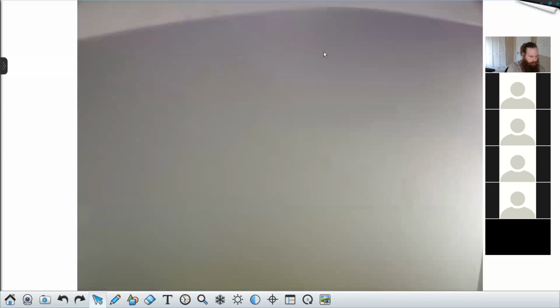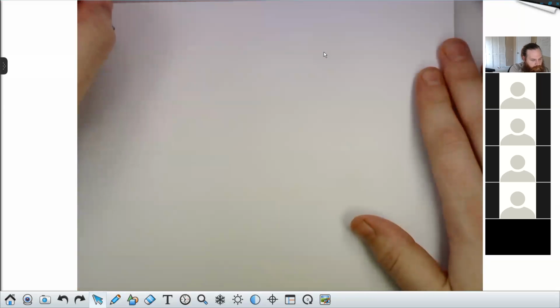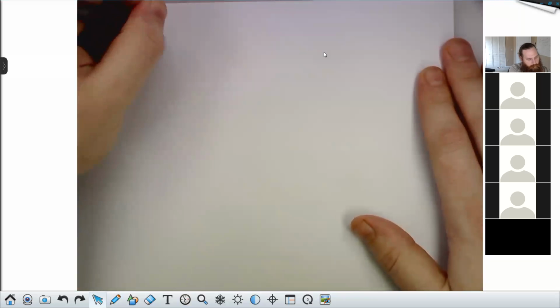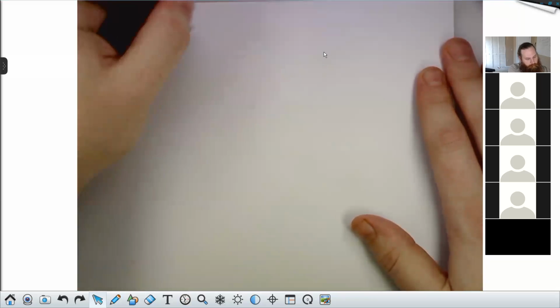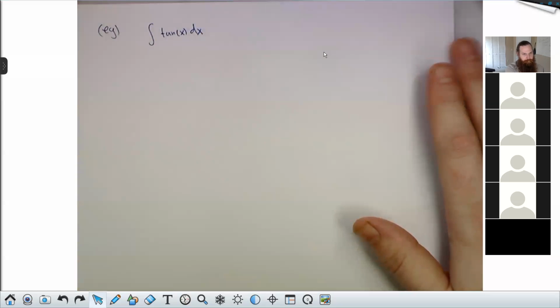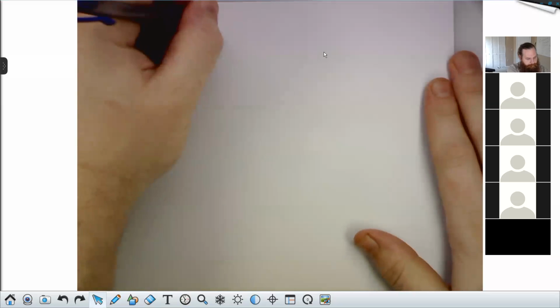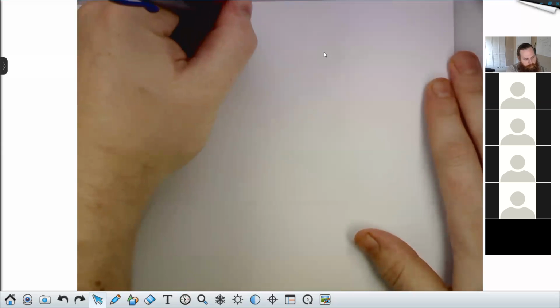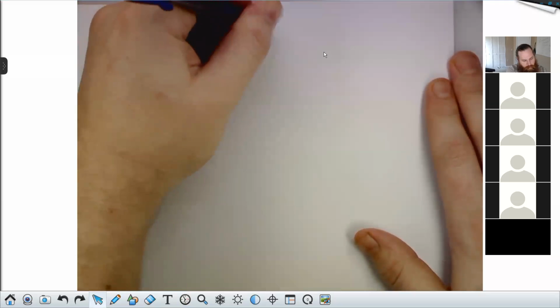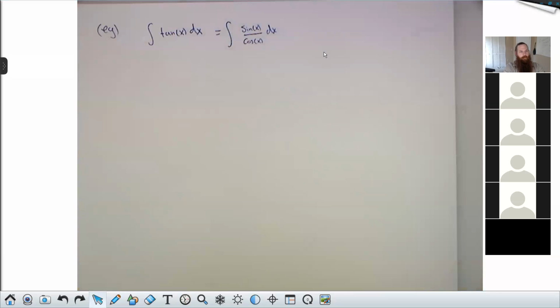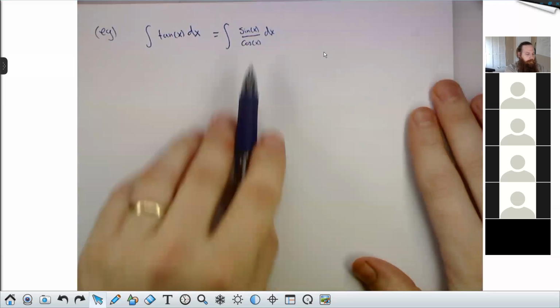Tangent, the integral of tangent. I told you guys what it was a while ago. Does anybody remember? It involved a natural log. The way you do this is first rewrite it as the integral of sine x over cos x dx, right? Because tangent is sine over cosine. And then you substitute for the bottom.